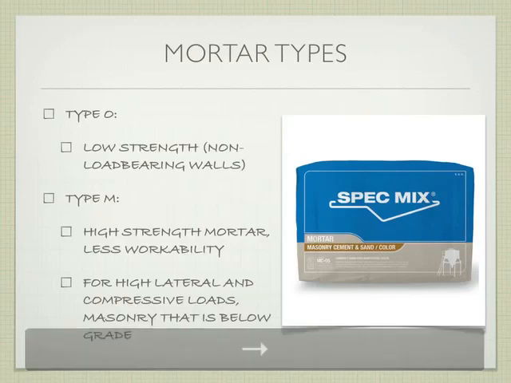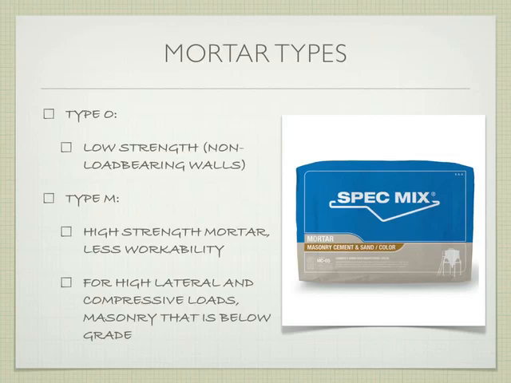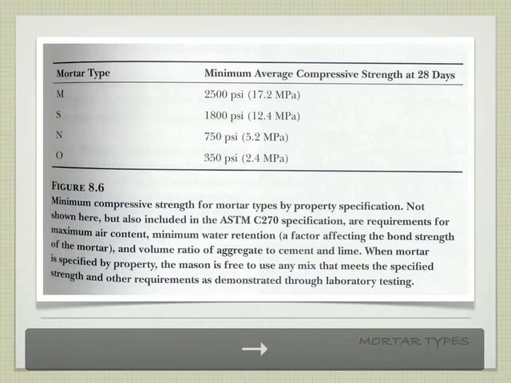Type O is the opposite. It's the low-strength, non-load-bearing condition. It's kind of the decorative mortar, so to speak. And type M is the highest strength mortar, and has the least workability. You should remember this from the concrete lecture: the more workable something is, the lower strength it tends to be. So this has less workability, but it's for any kind of high lateral compressive loads, big loading conditions.